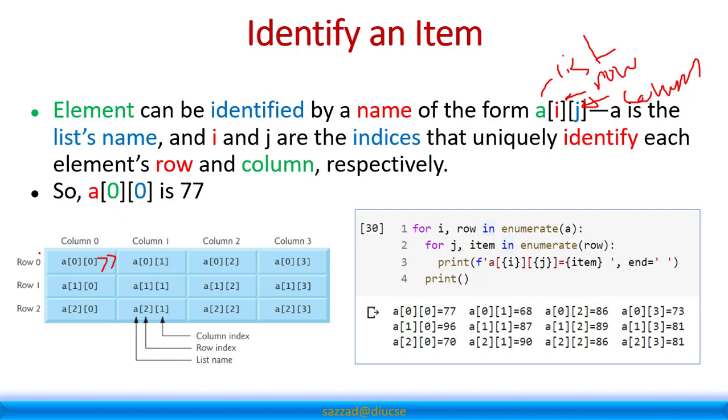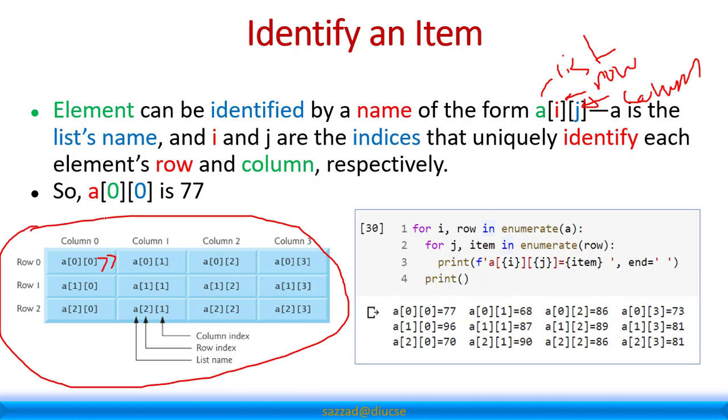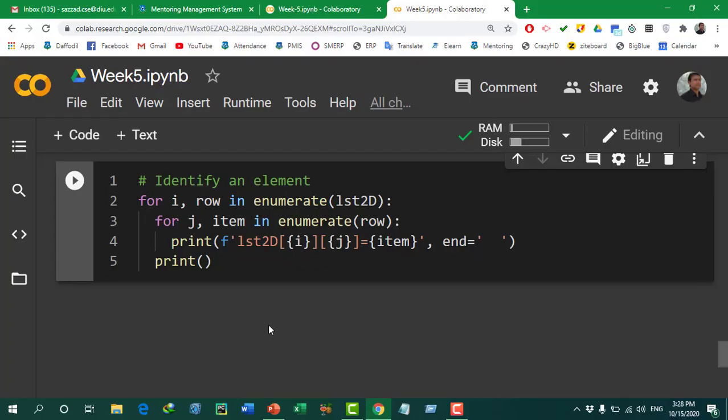So this is the whole list called A, and in the list, first of all we go to row number 0, that means this row, and column number 0, that means this one. By this we can access the first element of the first row, 77. So the code looks like this. Let's execute this part in our coding. Okay, so here we are in the coding part.